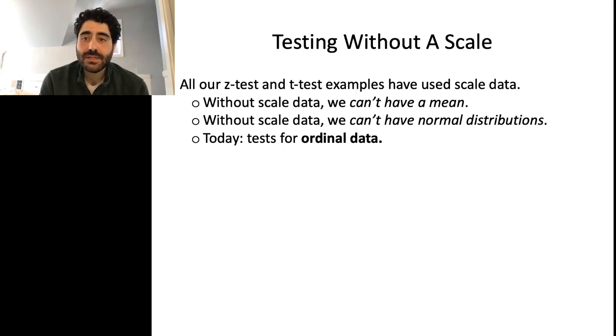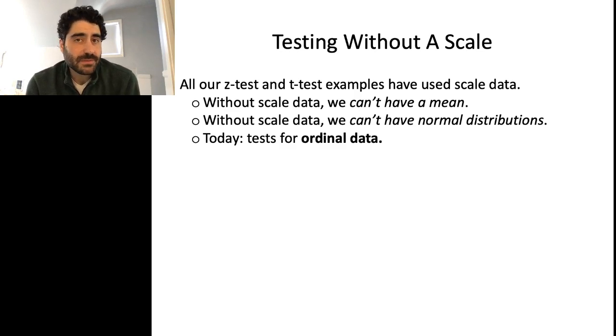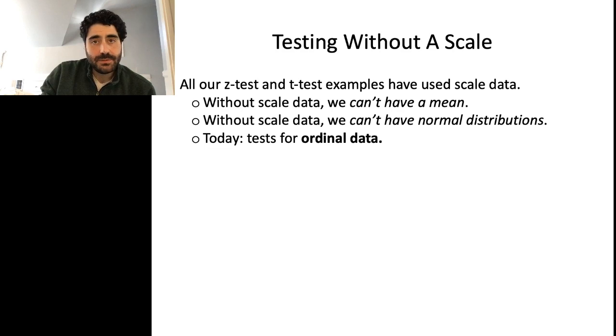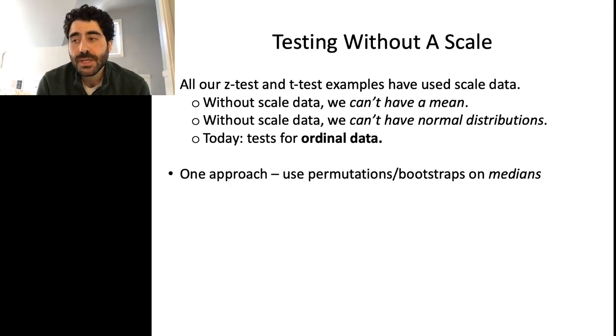So the question is, what if we want to do some kind of hypothesis test on ordinal data? For example, say we have data from two different groups, and we want to ask whether there's some difference between those two groups. One approach we could take is to fall back on our permutation bootstrap ideas, and just instead of using means, we could use medians. With ordinal data, we can compute medians.